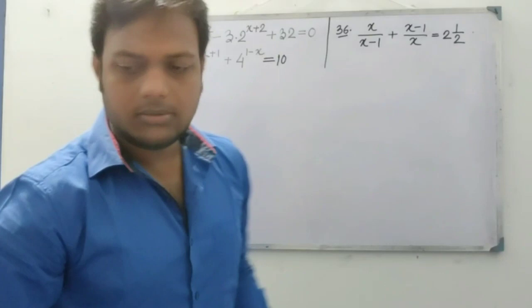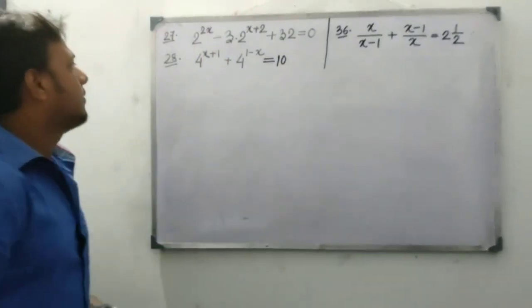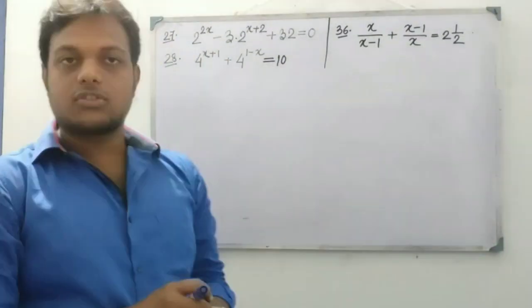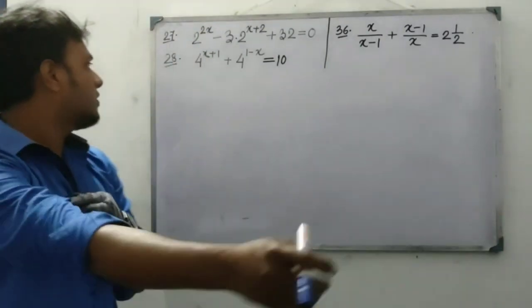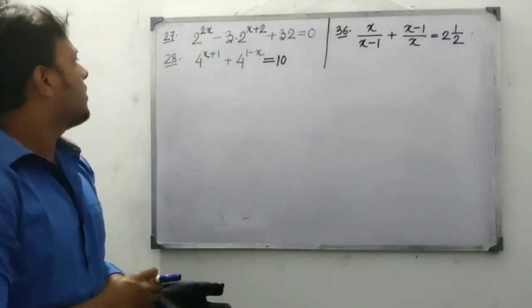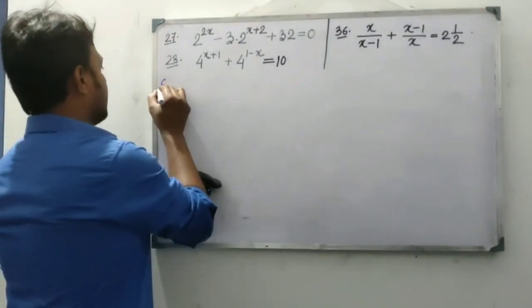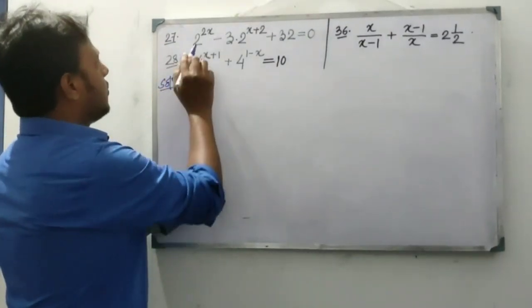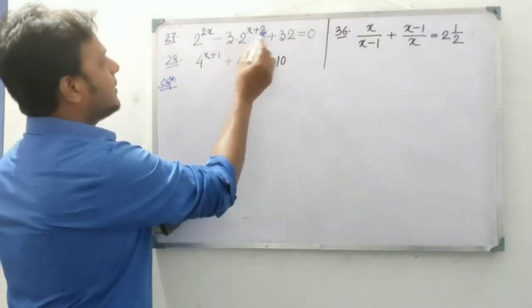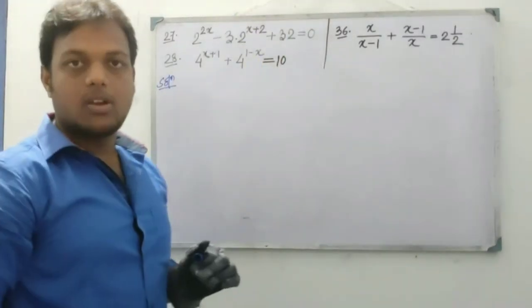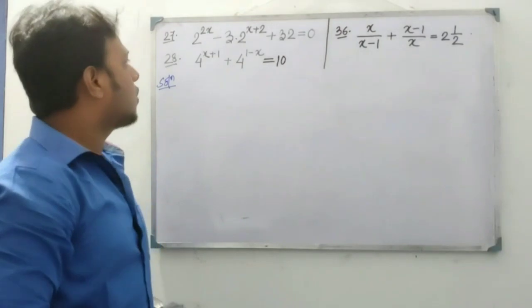So I am solving now 27 number. 27, 28 and 36 I will solve now. Okay. See the problem number 27. Problem number 27 is given that you have to solve 2 to the power 2x minus 3 into 2 to the power x plus 2 plus 32 equals to 0.